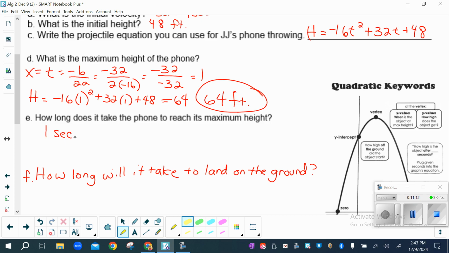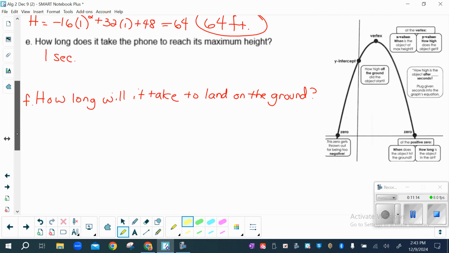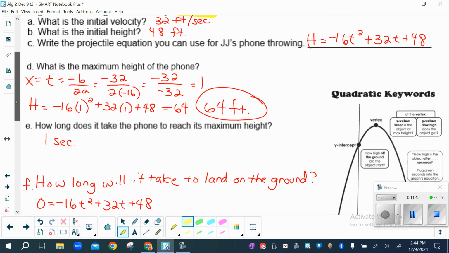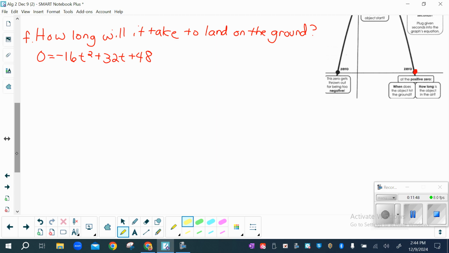So we want to know how long it takes to land on the ground. What part of this graph are we talking about? This point right here. So what's my y value at that point? 0, because my height of my object is 0 when it reaches the ground, right? So I said 0 equals negative 16t squared plus 32t plus 48. Let me just double check that. Yeah. How do we solve that?